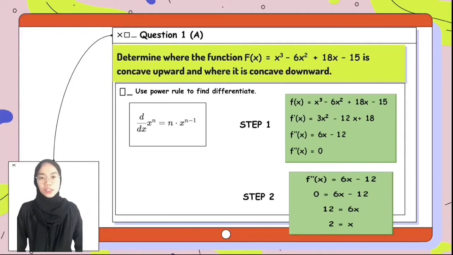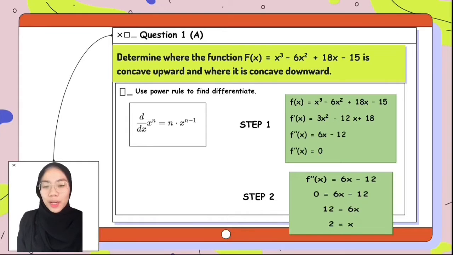Okay, to solve this question, firstly, we find the derivative using the power rule. Using that rule, we get the first derivative of the function, which is 3x squared minus 12x plus 18. And then, to find whether the concavity is upward or downward, we do the second derivative. With the same rule, we get the second derivative equal to 6x minus 12.